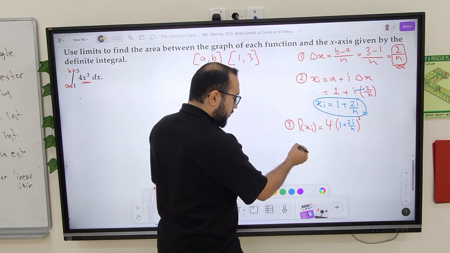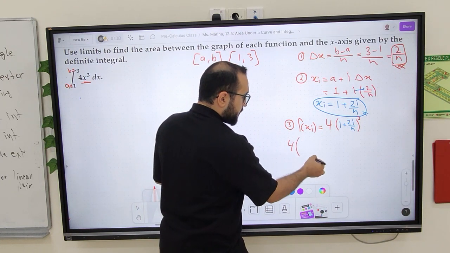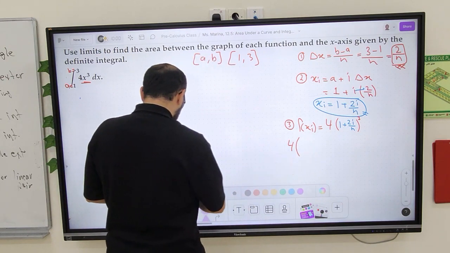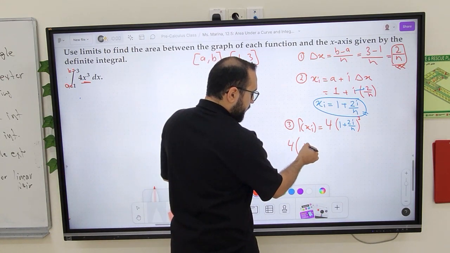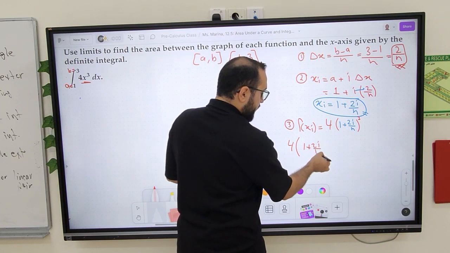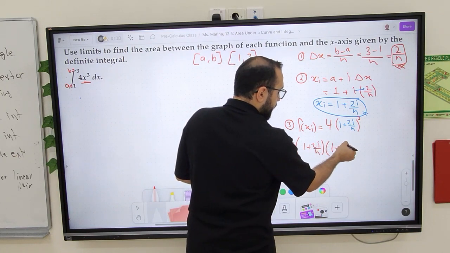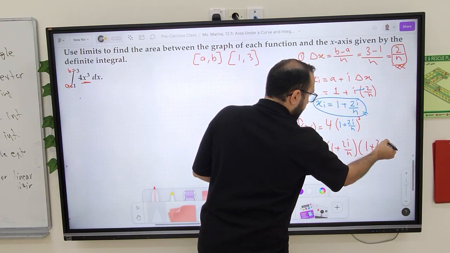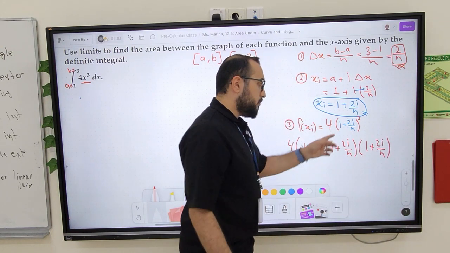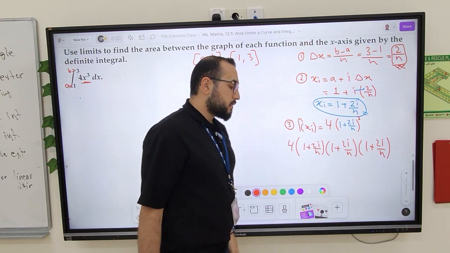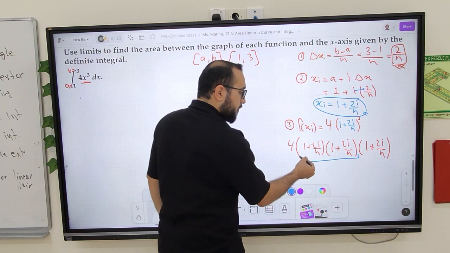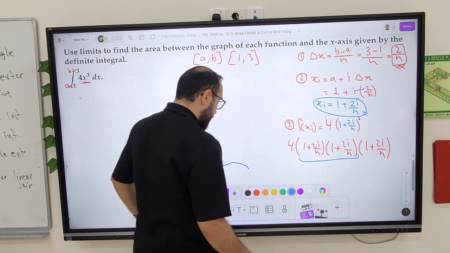So now keep the 4 times 1 plus 2i over n, times 1 plus 2i over n, times 1 plus 2i over n. So 3 to the power of 3, so 3 brackets. Now what should I do? Simplify the first 2 brackets, then after that multiply with the third bracket here.